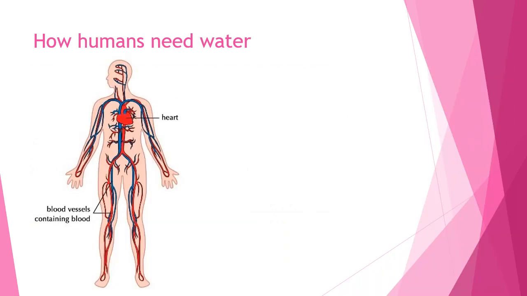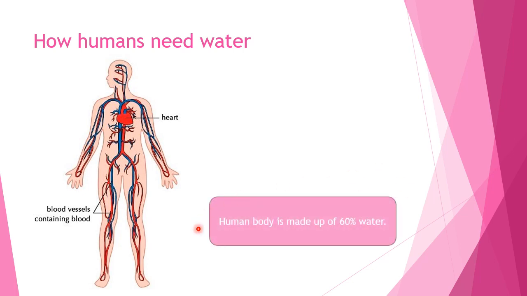So, that was plants. Now let's talk about how humans need water. If you see here, there's a picture of the transport system. You're probably wondering why there is a picture of a transport system about water. This is going to explain why. So the human body is made up of 60% water. The human body is 60% water.